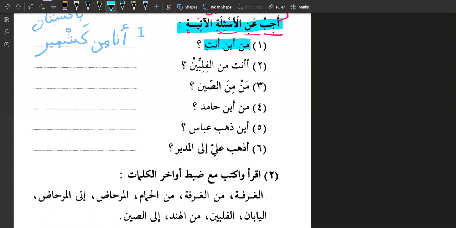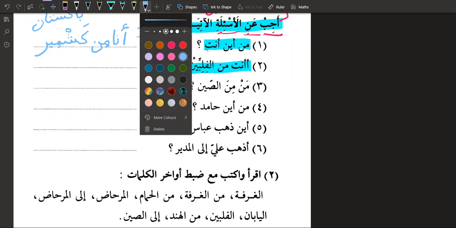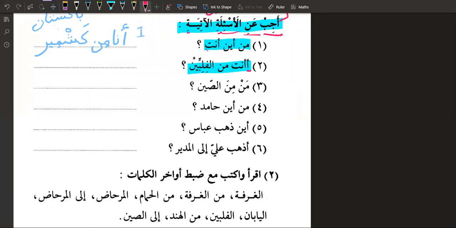أنا من. عبد القيوم, أنت من الفلبين. So remember, أنت, are you, من الفلبين.